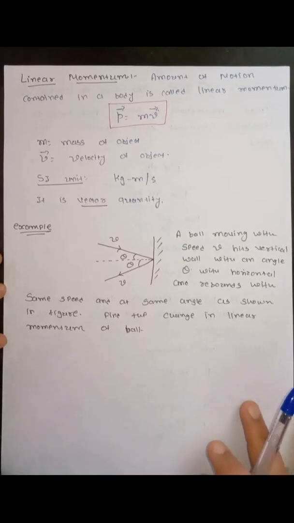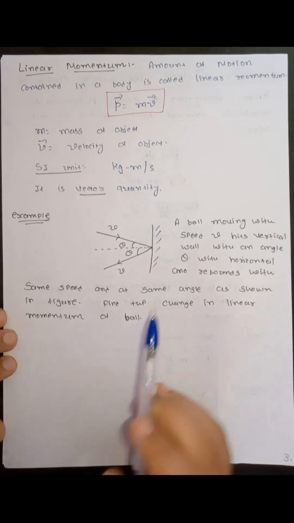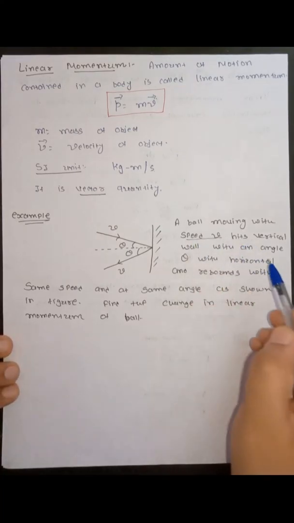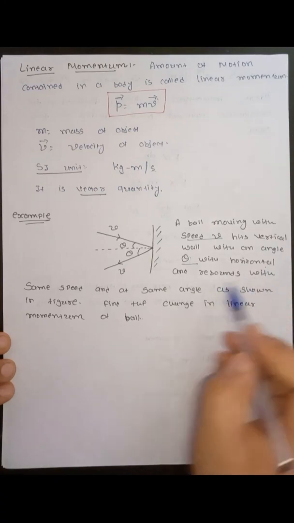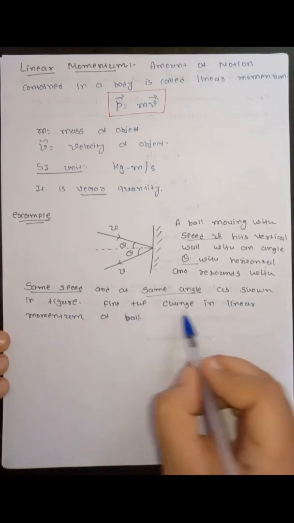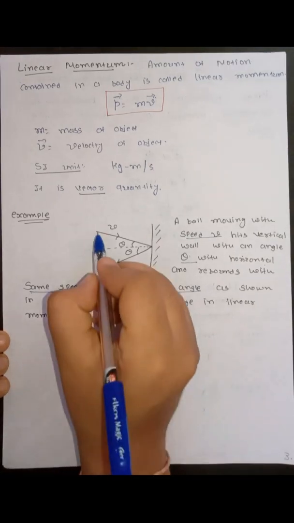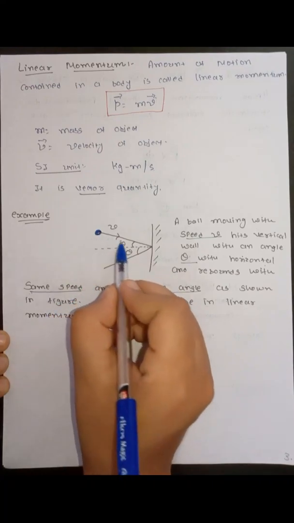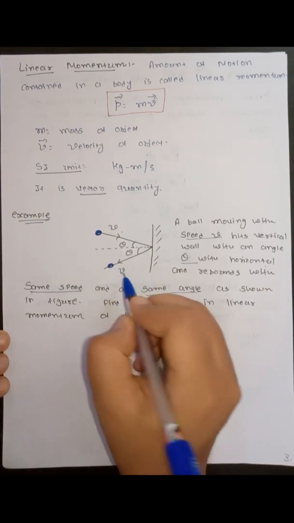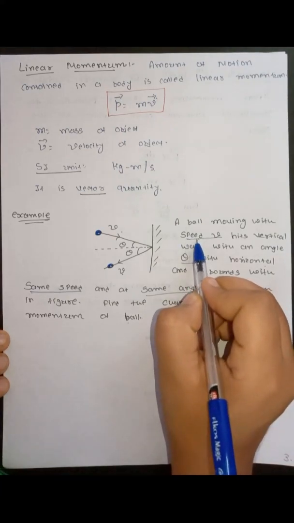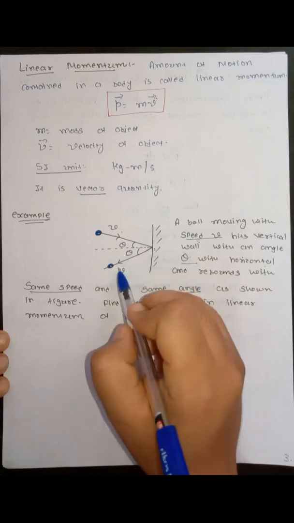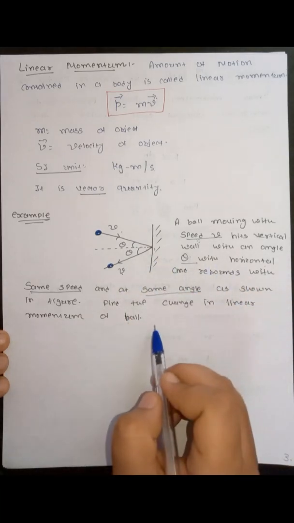Now let us see one example on change in linear momentum. It is given that a ball moving with a speed v hits a vertical wall with an angle theta with horizontal and rebounds with the same speed and at the same angle as shown in the figure. We want to find the change in linear momentum of the ball. Let's say there is one ball. It is coming in this direction with speed v. After hitting the wall, it is rebounding with the same speed v. Remember, it is moving with the same speed and not with the same velocity, because after rebounding the direction of motion will change, so velocity will change.